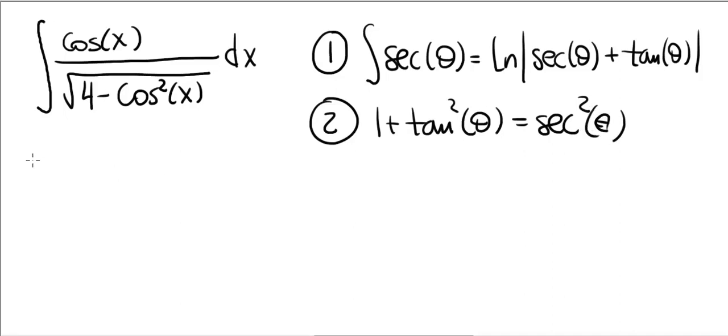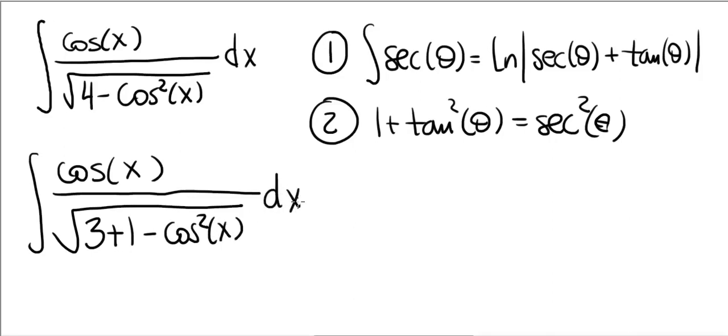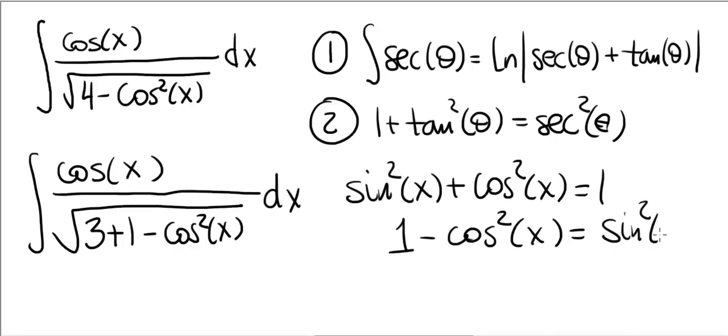So let's begin. The first step is to rewrite this integral in the following way. The numerator is cosine of x. In the denominator, we'll write 4 as 3 plus 1 minus cosine squared of x. And of course, we know that sine squared of x plus cosine squared of x is 1. Therefore, 1 minus cosine squared of x is equal to sine squared of x.